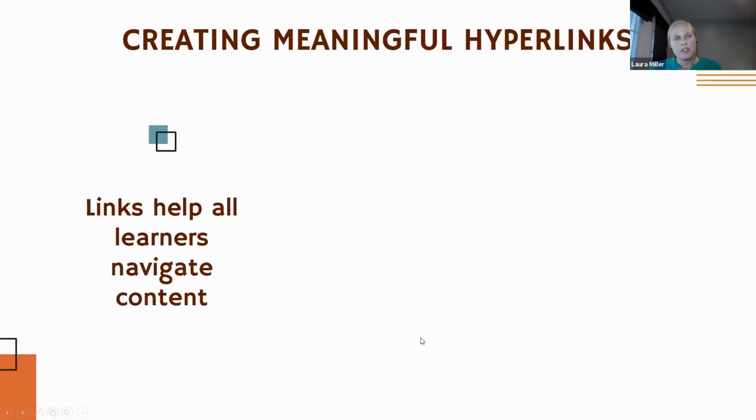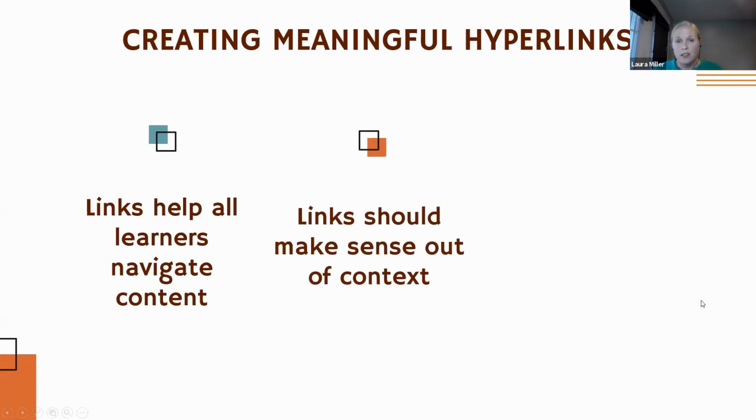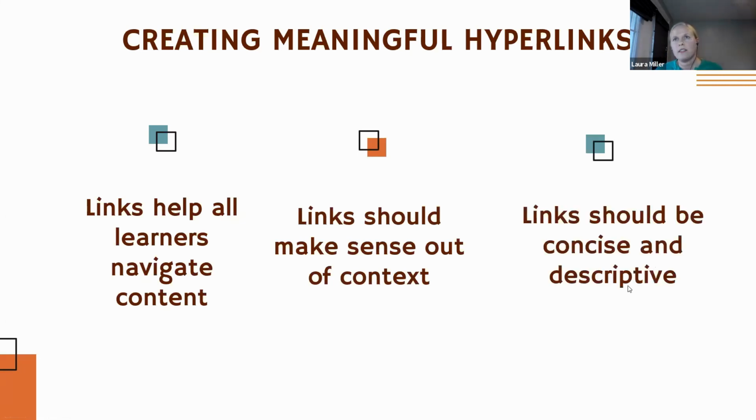So my last thing I want to mention is creating links in our syllabus and making them meaningful. Links can help everyone navigate content, not just people that may have disabilities or low vision or are using a technology. It's very helpful to have links because it can help students get to the places they need to go a little bit faster. Links should definitely make sense out of context, and I'll explain what that means in a minute. And then finally, links should be concise and descriptive. And I'll show you some examples of that.